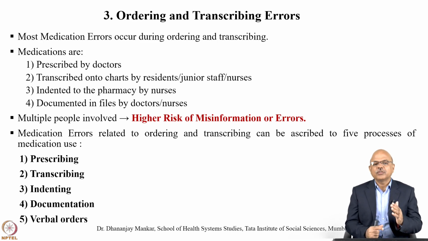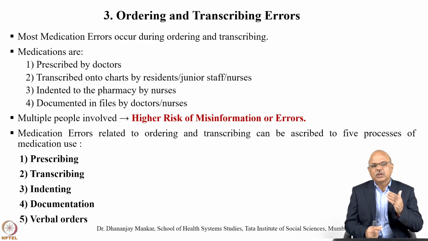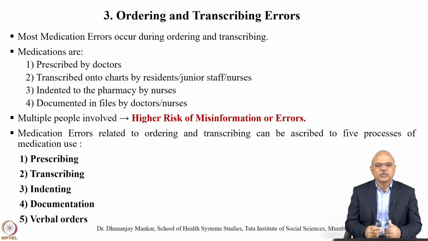The medication errors related to ordering and transcribing can be ascribed to 5 processes. What are those 5 processes? The processes are prescribing, transcribing, indenting, and documentation, which can even be added with verbal orders. So when prescribing starts and you go for transcribing, indenting, documentation, and verbal orders, you may see that there are multiple ways you can encounter medication error.